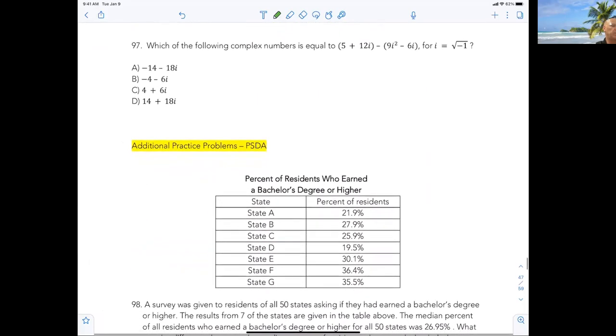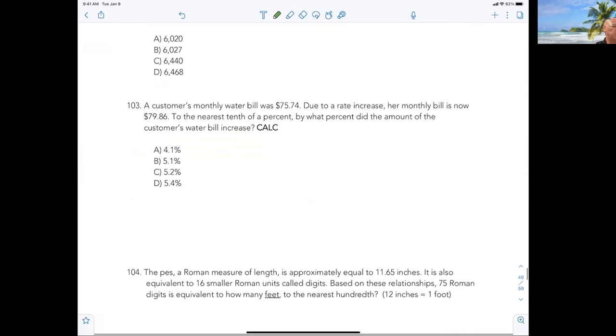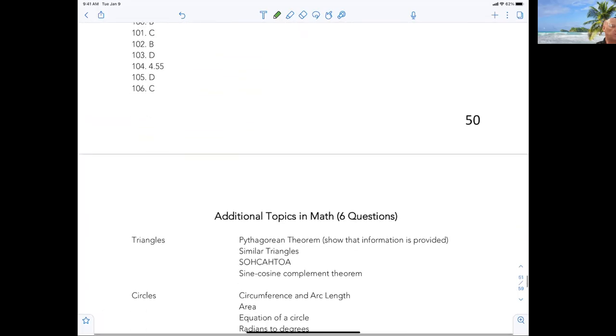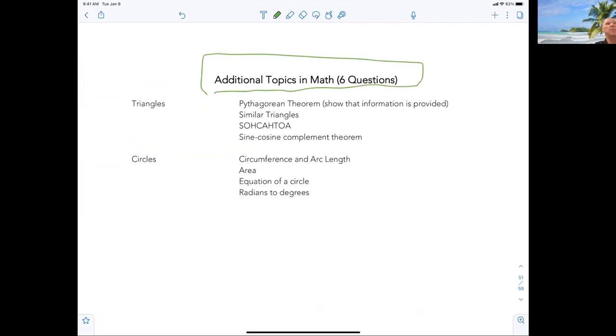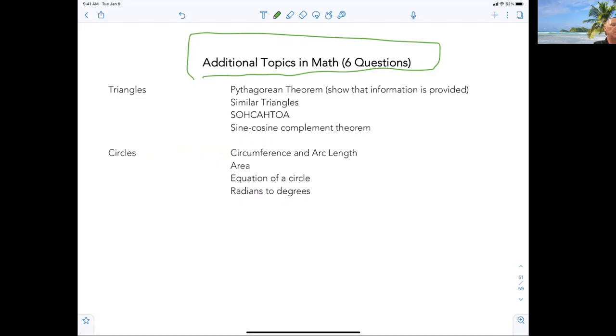Now notice there are some additional practice problems. I went through one of them for you, so I'm not going to do it for this one. Let's skip down. I don't have much time left, guys, I'm sorry. I don't feel so bad because the additional topics are a very small portion. There are only 6 additional topics. The additional topics include the Pythagorean theorem: a squared plus b squared equals c squared. Come on, right? Similar triangles.